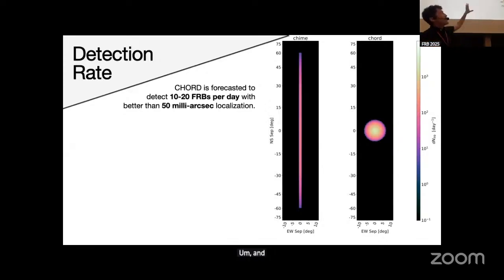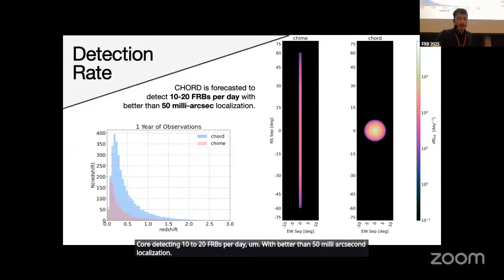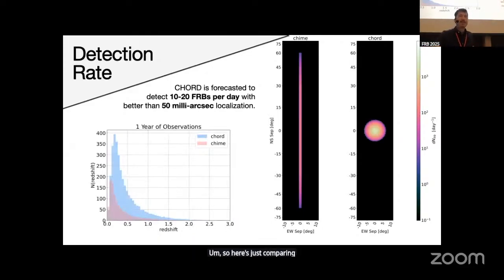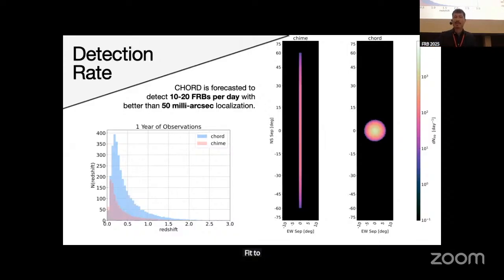And if you integrate this image over the full sky, you get CHORD detecting 10 to 20 FRBs per day with better than 50 milli-arcsecond localization. So here's just comparing the redshift distribution, assuming the population model as constrained in Shin et al., fit to the CHIME FRB catalog 1.